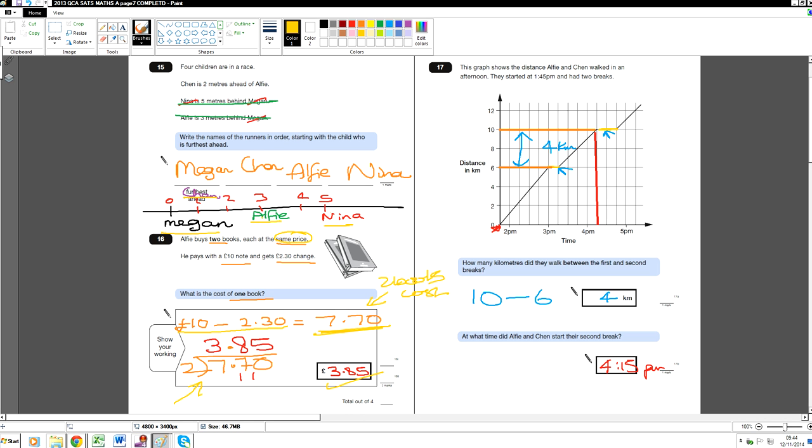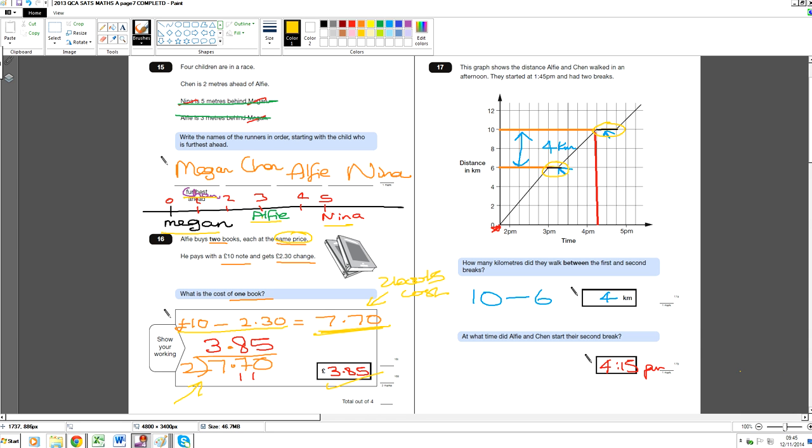Okay, right. I'm going to quickly go over the original part of the graph, which I got too excited in the lesson and went over in the yellow color. Can't see it now. I'll put it back. Question number 17. This graph shows the distance Alfie and Shen walked in an afternoon. They started at 1:45 p.m. and had 2 breaks. Here's the 2 breaks. So let's choose a nice yellow color. Here's your break number 1, and here's your break number 2. Okay. How do we know it's a break? Because that's the time when time is elapsing, but you've got no distance.